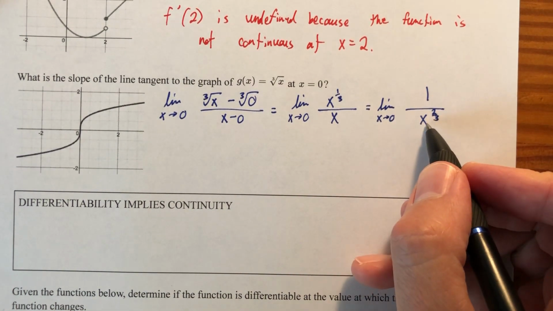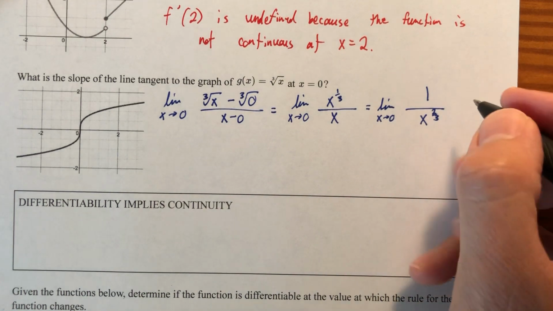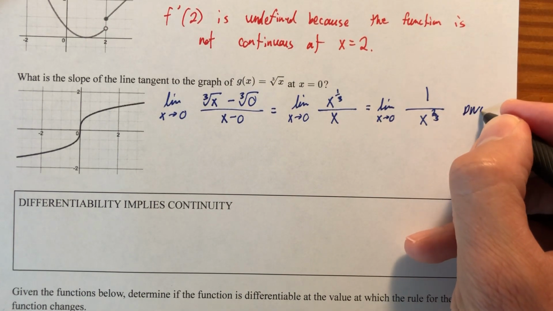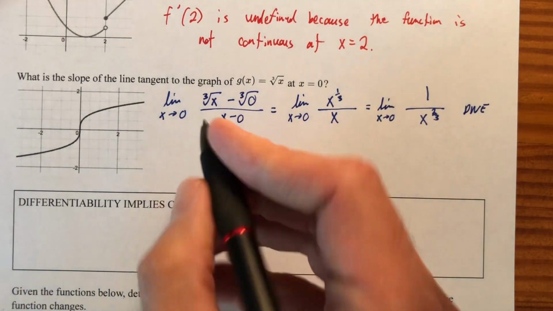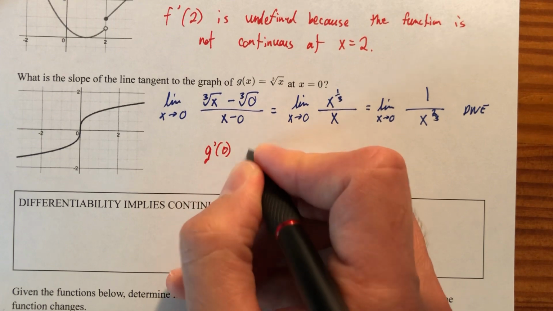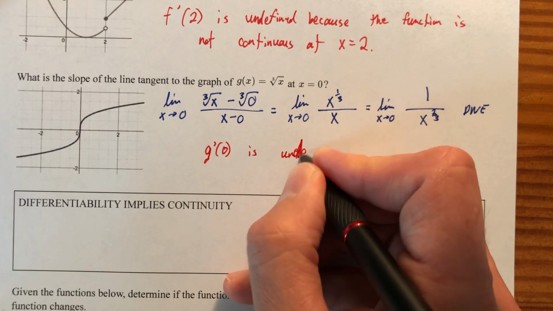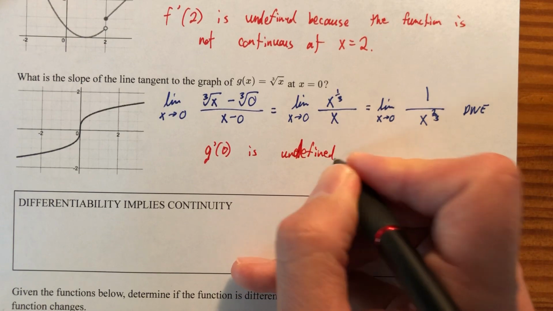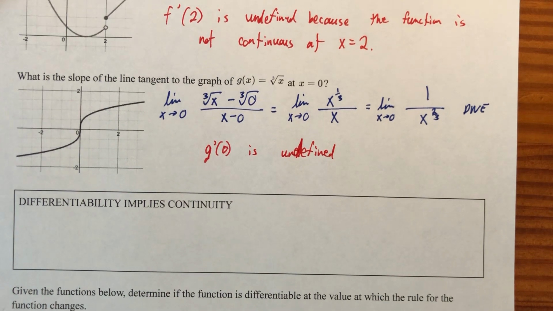If I plugged a 0 in for x, I'd be dividing by 0. So this actually does not exist. So this limit does not exist. Therefore, I'm writing my answers in red. G prime of 0 is undefined. Undefined. Okay, but it was so smooth. I can drive my car across that. Yeah, you can. Sure. Whatever. You give that a shot.